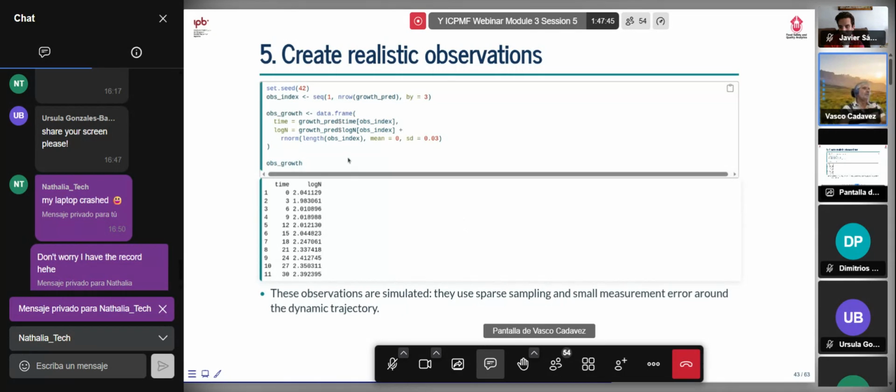So if you want to check with realistic data, then we can define a grow data. In this case, I'm simulating the data. So I create an index, and then I'm using this function to simulate the data.